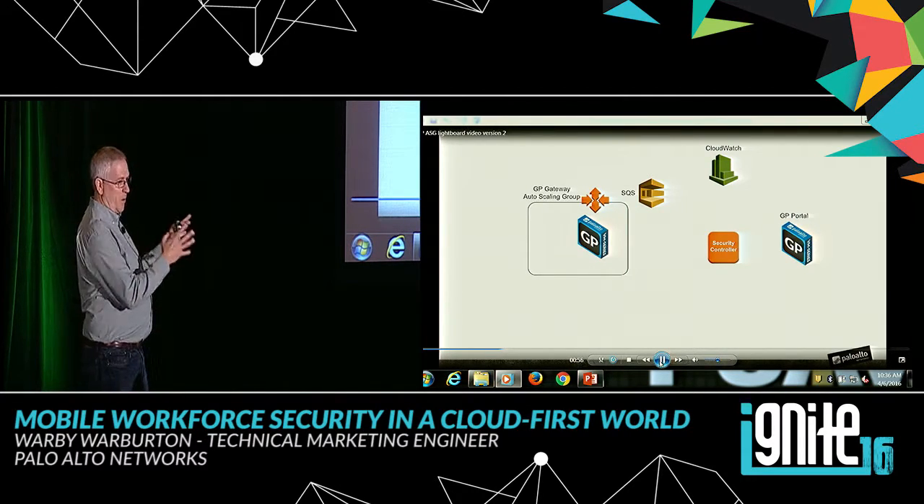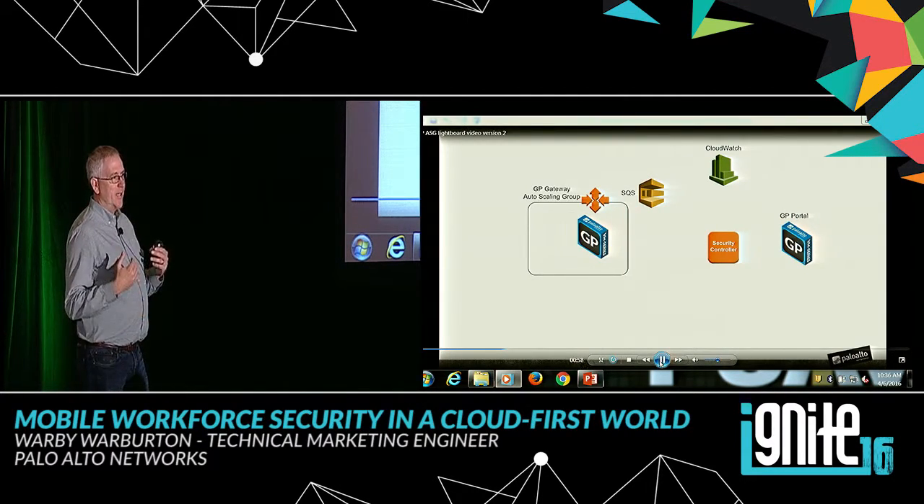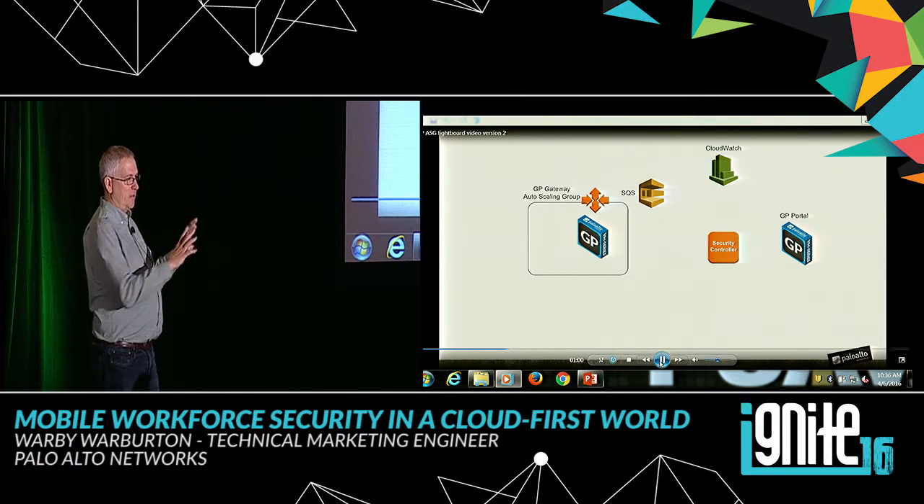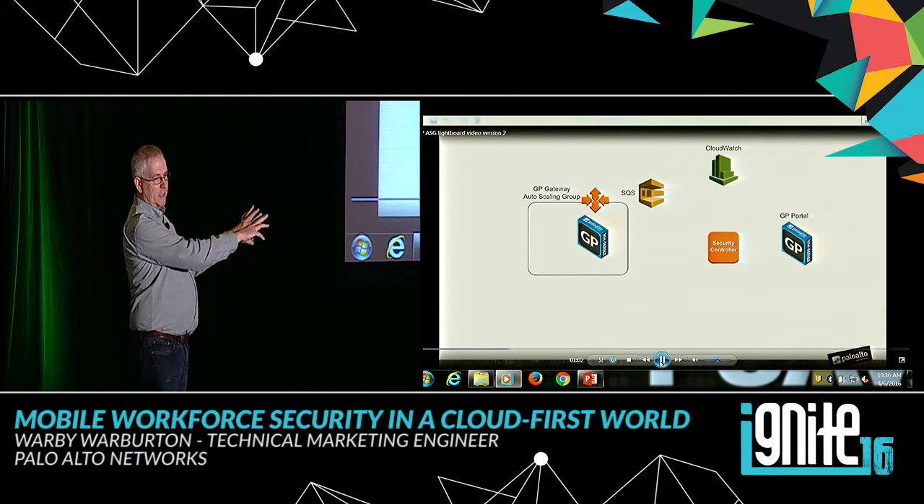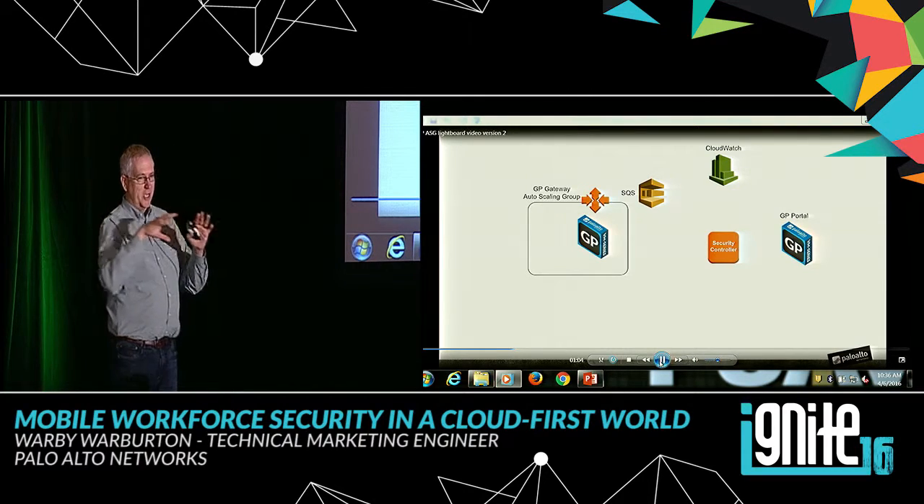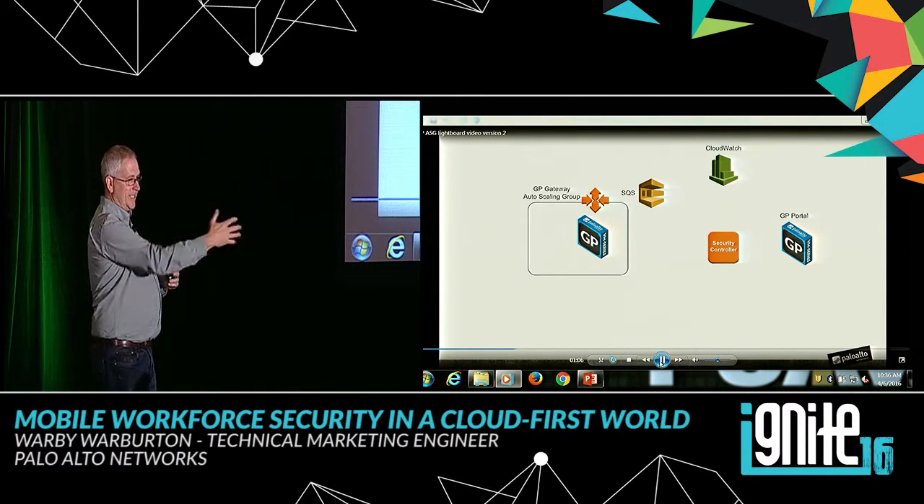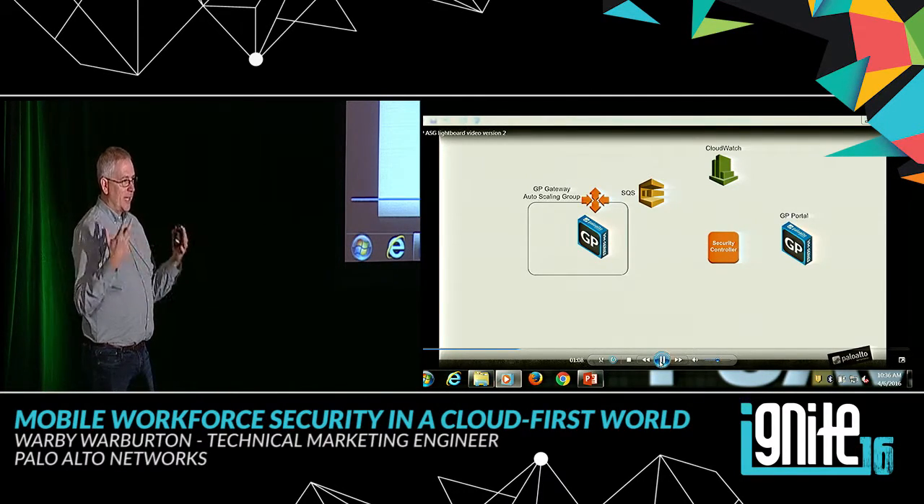So Panorama is the way to go in this environment, because now if you need to make a change in policy, you don't have to change a playbook in Ansible or a bootstrap file. You change it in Panorama. All the existing and all the future gateways automatically get that config change.